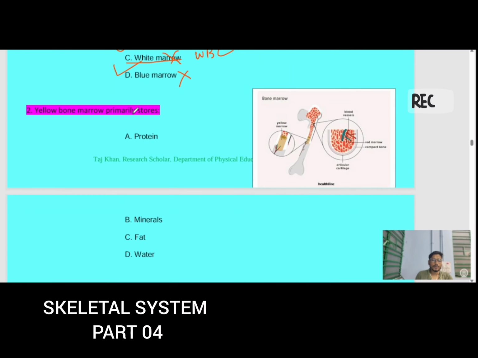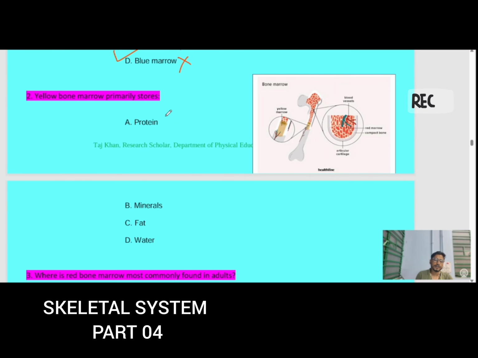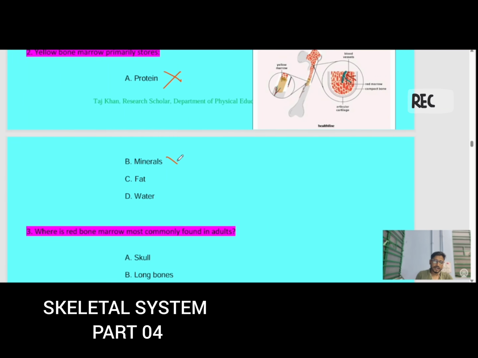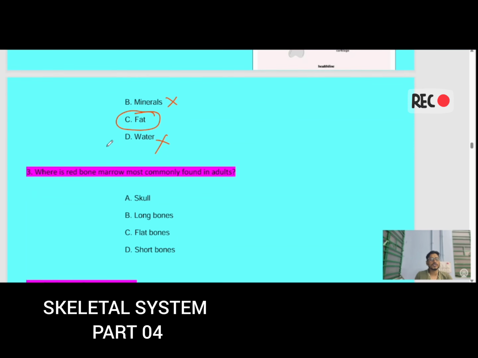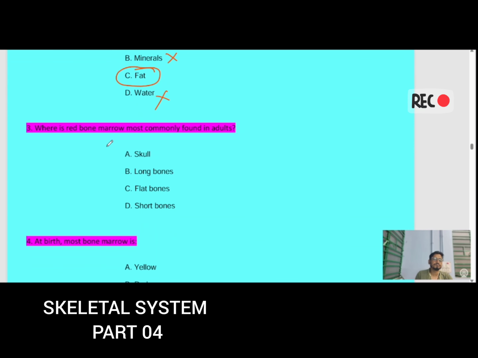Yellow bone marrow primarily stores what? Protein, no. Minerals, no. Water, no, okay. That is fat. Fat is stored in the yellow bone marrow, that's why it is an inactive bone marrow.